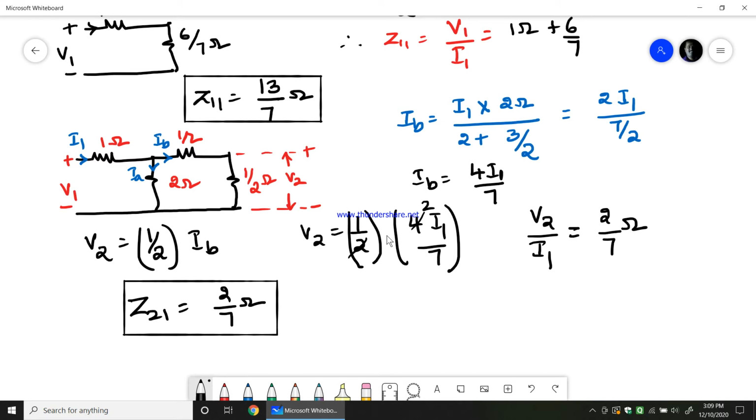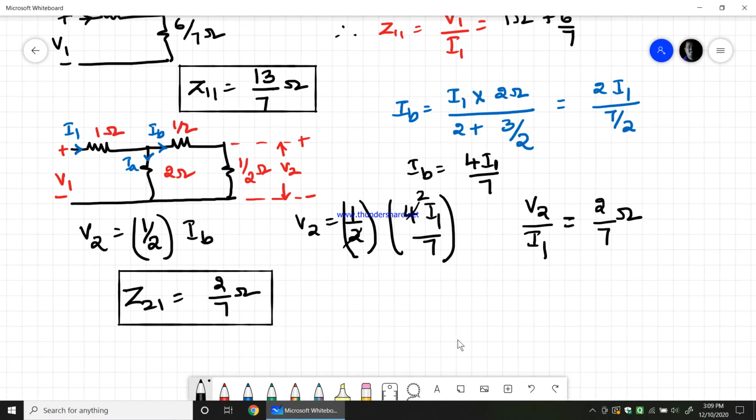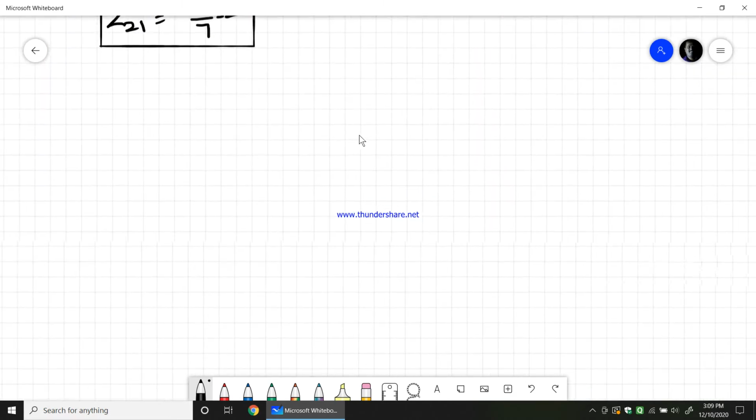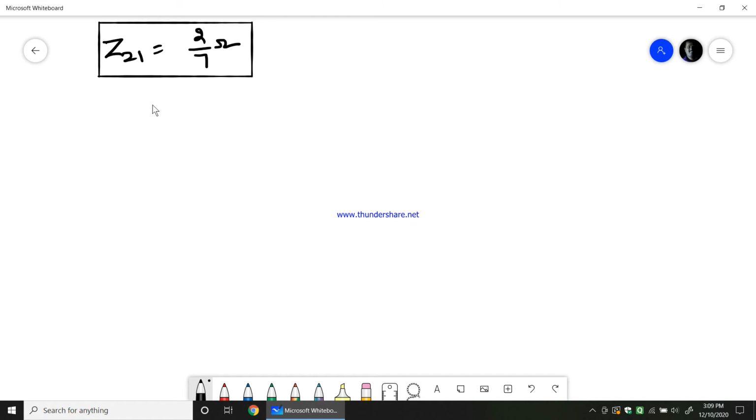Now we have Z11 and Z21. Next we will see how to get Z12 and Z22. Z12 would be equal to V1 by I2 and Z22 would be equal to V2 by I2. Both of these are obtained when current I1 equals 0.